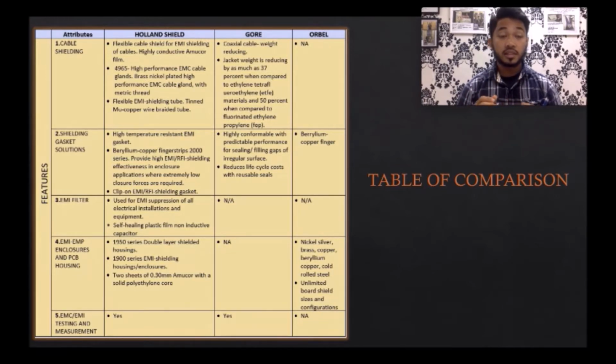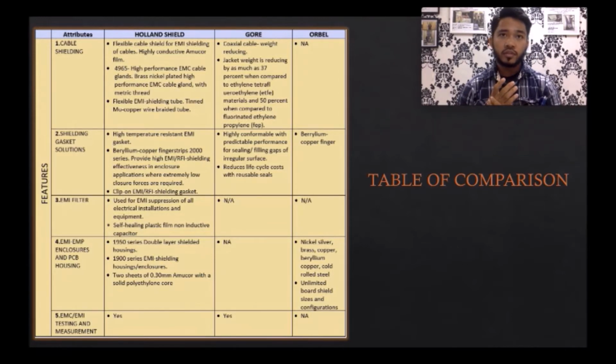This material is designed to cover walls and floor for protection against unwanted radio frequencies. The material can also be used to very quickly create a shielded room, for example from a wooden box. While Gore company, they use coaxial cable, which is more efficient. Its weight is reducing, thus it is very efficient for aircraft to have light material. For Orbel company, they have not developed this attribute.